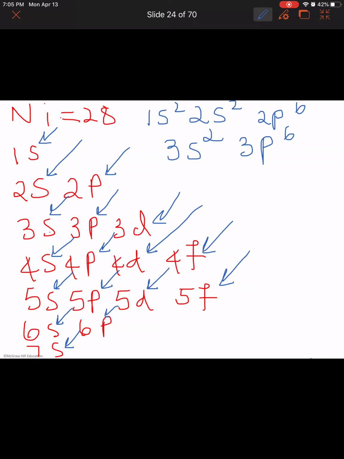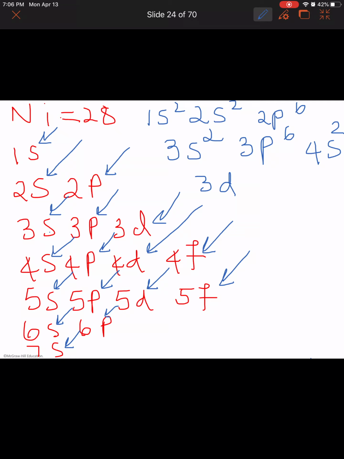We have to go all the way to 28. So after 3p, what comes? 4s. So 4s2. And then after 4s, what comes? It goes to 3d. 3d. So d can hold up to 10.